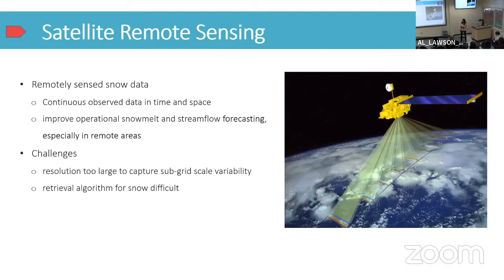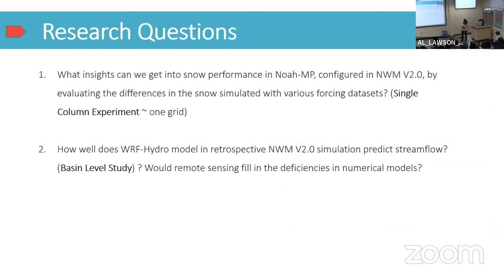And satellite remote sensing, like I mentioned before, is a good supplemental data source in numerical prediction, because it provides continuous coverage in time and space where we don't have observations, like in remote areas. Although it does have its own challenges, because sometimes the retrieval algorithm is difficult and the resolution is small, it does have a very important role to play in snow observation.